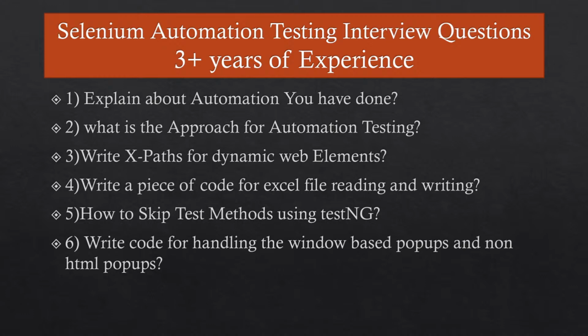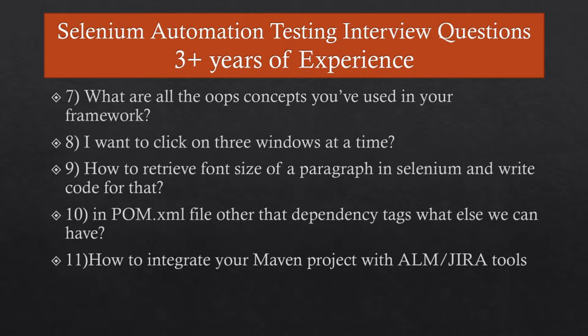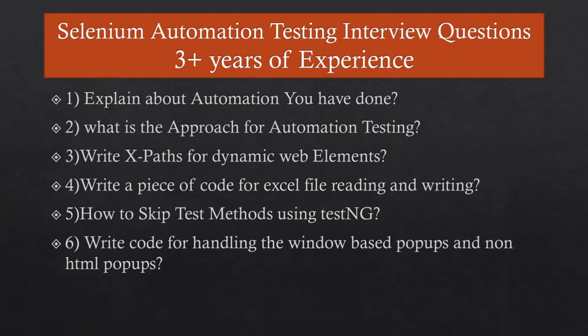The next question here is: write XPaths for a dynamic web element. How can we write XPaths for a dynamic web element? There will be a scenario where the XPath is dynamically changing, so during this time I have to use XPath functions such as starts-with, contains or ends-with, and also we can have following-sibling, preceding, ancestor. These are all the different kinds of XPath functions where we can handle these dynamic web elements.